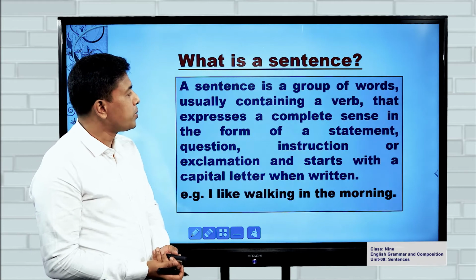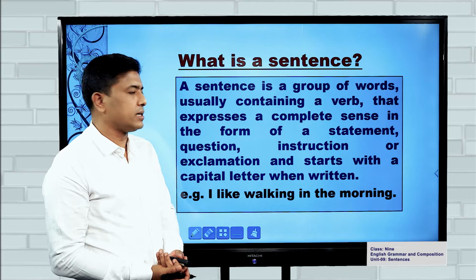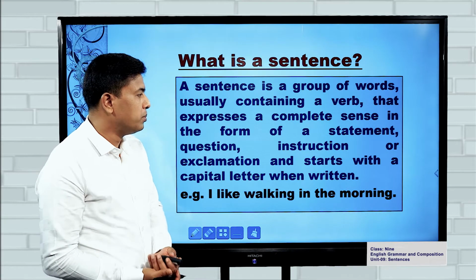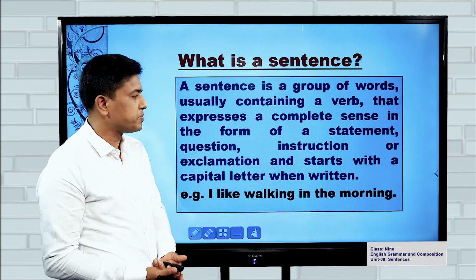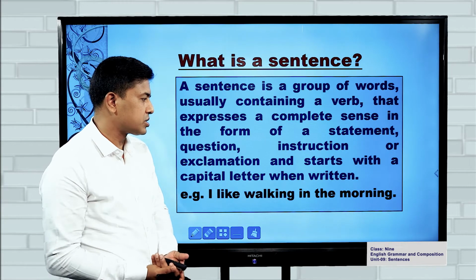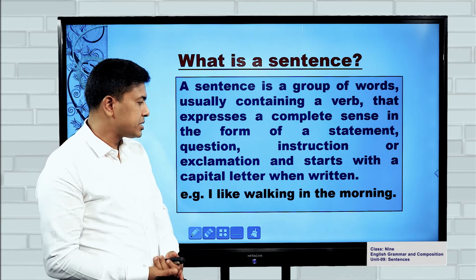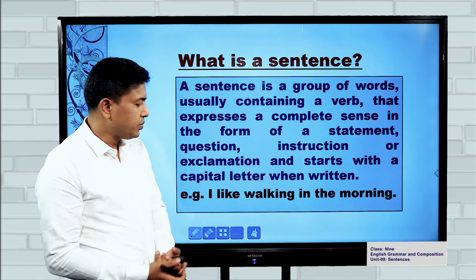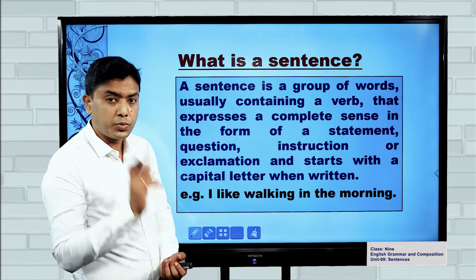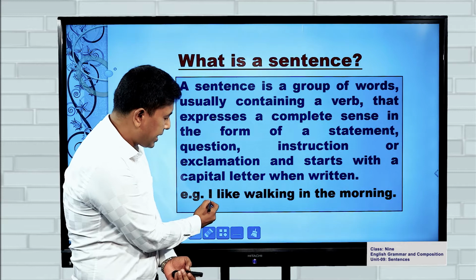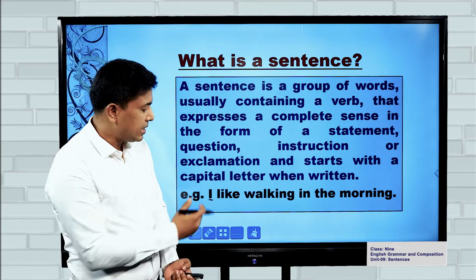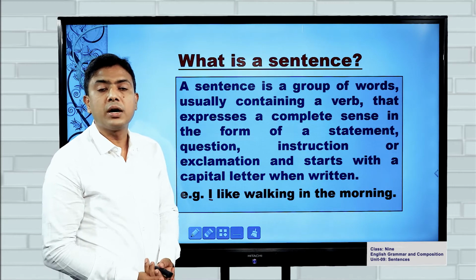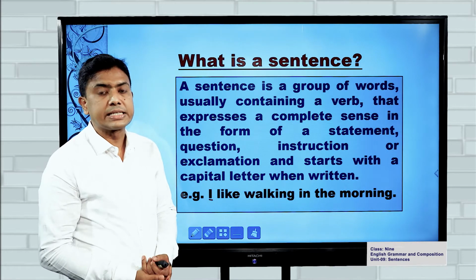A sentence is a group of words usually containing a verb that expresses a complete sense in the form of a statement, question, instruction, or exclamation, and starts with a capital letter when written. For example, I like walking in the morning. You can see this sentence started with a capital letter and it contains a subject and a verb inside it. In fact, without a verb, we cannot construct a sentence.